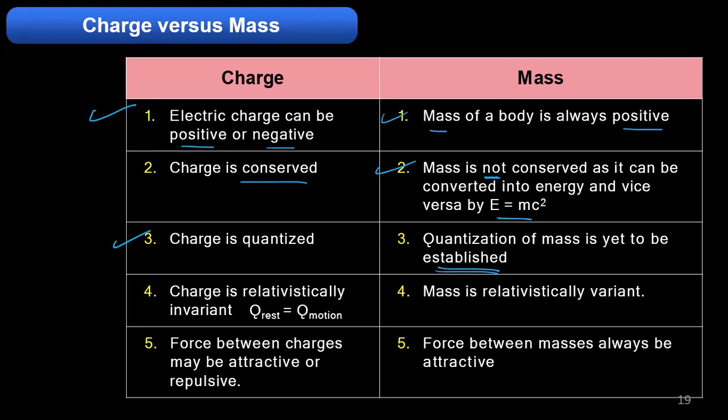That means I cannot say that this is the minimum possible mass that you can measure. But I can say the minimum value of charge that I can measure is the electron charge e. Charge is relativistic invariant, but mass is relativistic variant. Force between charges may be attractive or repulsive, but force between masses is always attractive, and this force is the gravitational force. It can never be repulsive. So this is the basic difference between charge and mass.